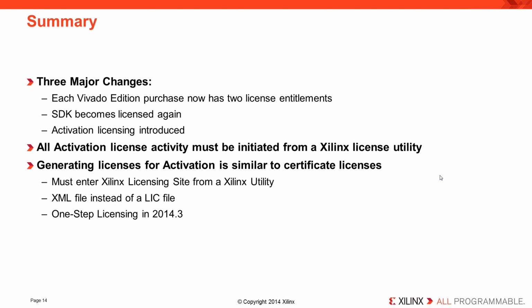Generating licenses for activation is similar to certificate licenses with one main difference, and that is that you must enter the Xilinx licensing site from a Xilinx utility, not directly. Also, you get back an XML file instead of a license file. But in 2014.3, we have one-step licensing where you won't have to worry about the file you get back at all. We'll automatically get it and load it into trusted storage for you.